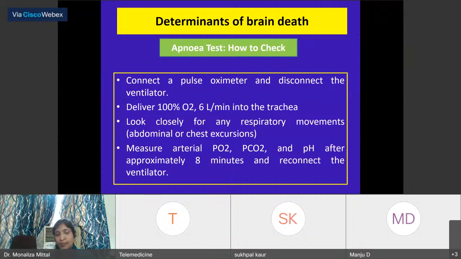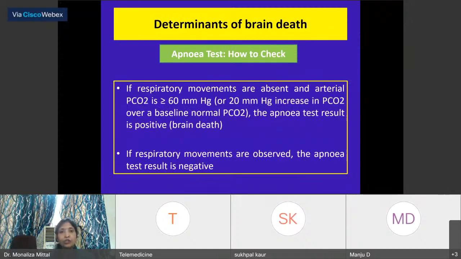Measure arterial partial pressure for oxygen, partial pressure for carbon dioxide and pH after approximately 8 to 10 minutes, and reconnect the ventilator. So, if the respiratory movements are absent and arterial PCO2 is more than 60 mm of Hg or 20 mm Hg increase in PCO2 over baseline normal partial pressure of carbon dioxide, the apnea test is marked as positive and the patient is considered to be brain dead.